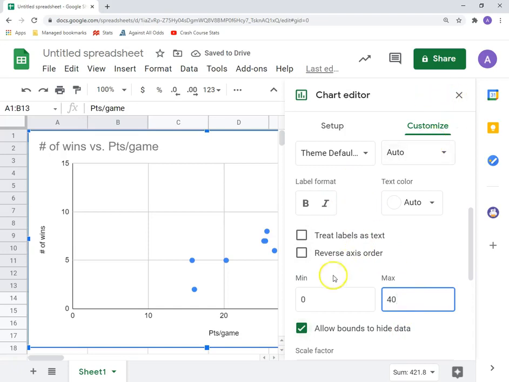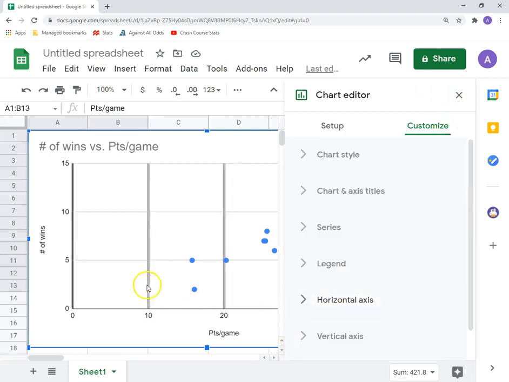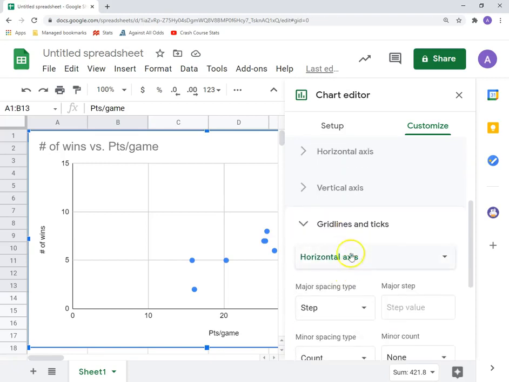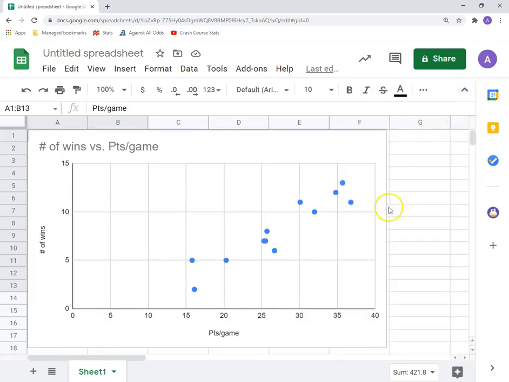I suppose I could leave it going by 10s, but I want it to go by 5s. Is this horizontal? Yes. So then under grid lines and ticks, make sure you're on horizontal axes here. And then for your major step, you can choose 5 and it'll go by 5s on the x-axis for you. And then if I close out of that menu, I can see my beautiful graph. Remember, that's how I make a graph.